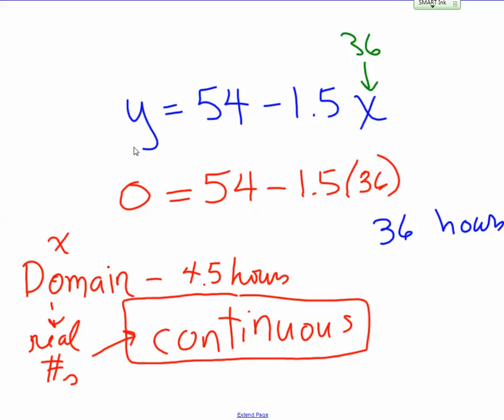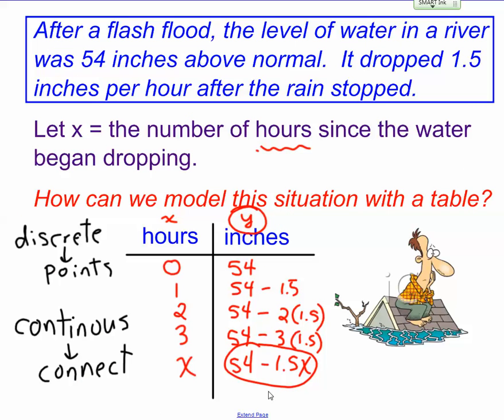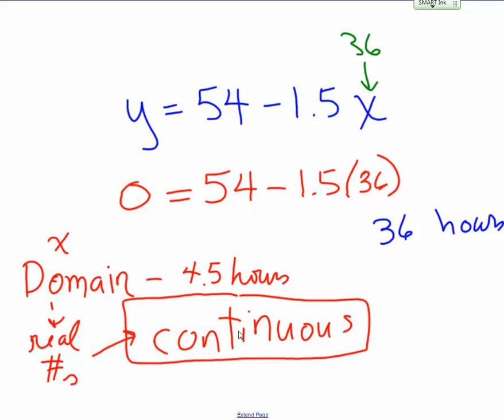So you guys graphed that on your graphics calculator. You set your window. So we didn't graph it by hand. We used your graphics calculator. We put in y equals 54 minus 1.5x. And in your graphics calculator, you guys saw that it was 36 hours.